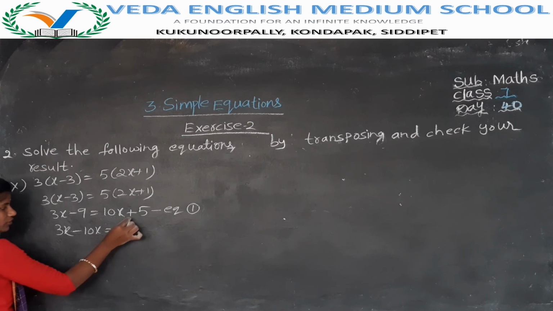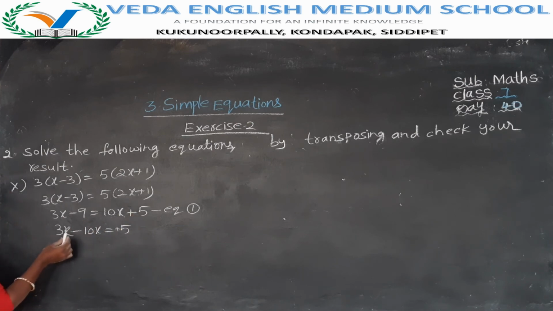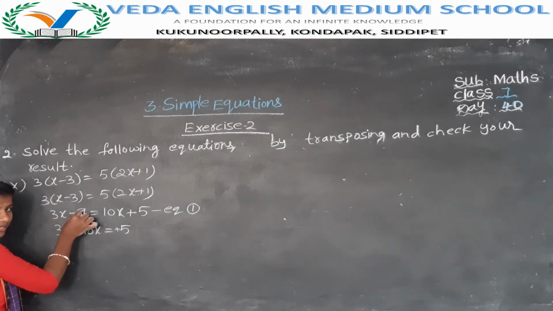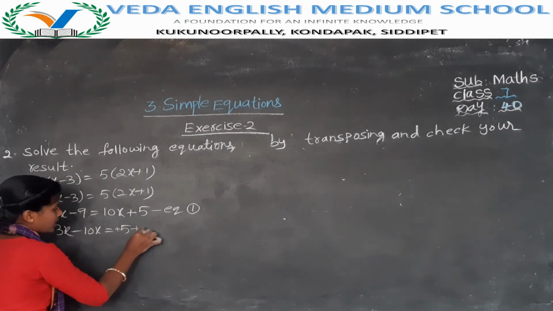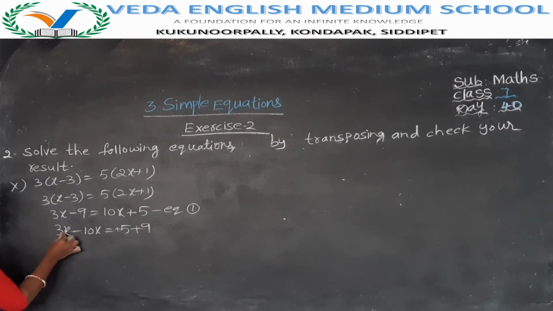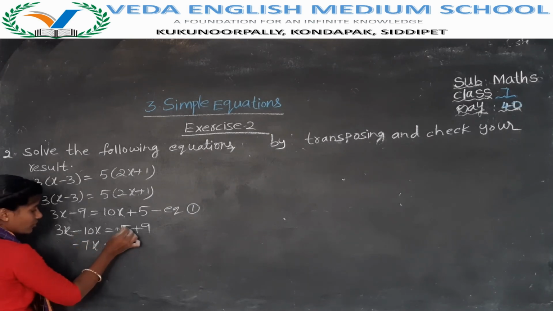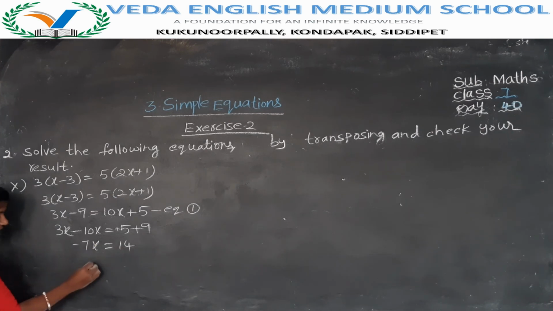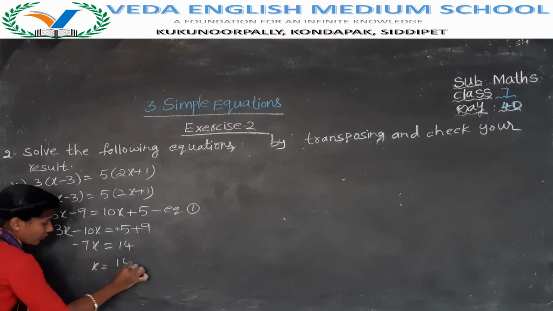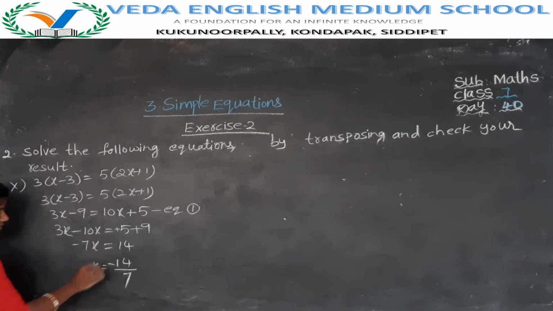Plus 5 is there, plus 5 as it is, you have to write. Now minus 9 is on the LHS. When you write this minus 9 on the RHS, it becomes plus 9. So 3x minus 10x, 3 minus 10 is minus 7. Here we have x, so x we write as it is, equal to 9 plus 5 is 14. We need only x. x is equal to 14 by 7.